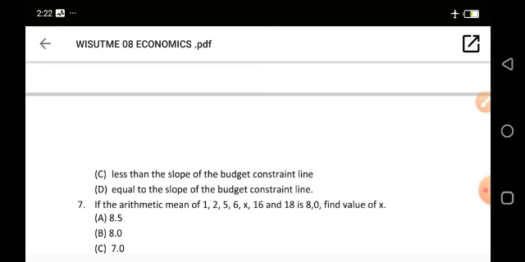7. If the arithmetic mean of 1, 2, 5, 6, x, 16, and 18 is... I think there's an error in this question, because that should be a whole number, not 8.0. So let's assume it is 80. What you have to do is to count the number of observations. Now we have 1, 2, 5, 6, x, 16, and 18. When we count them, we have 1, 2, 3, 4, 5, 6, 7. That's 7. So you're adding all the observations divided by 7.